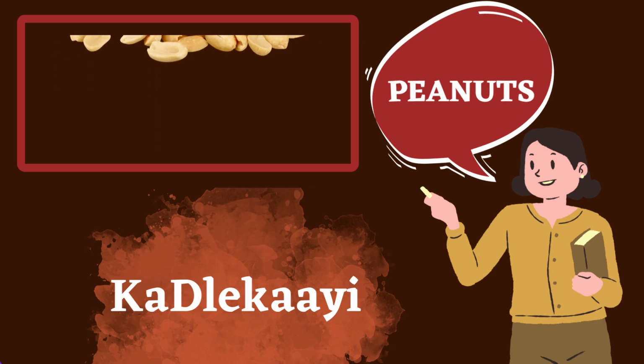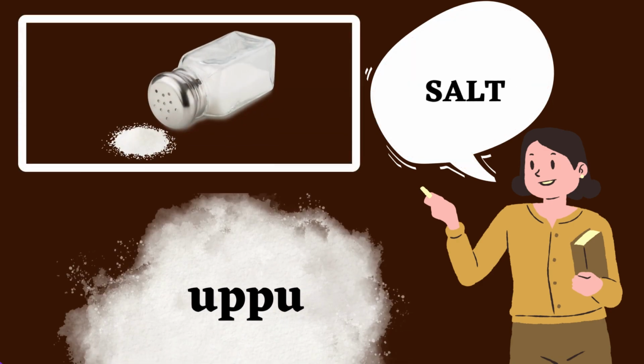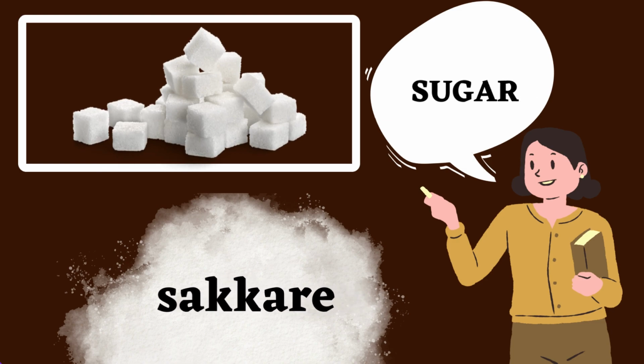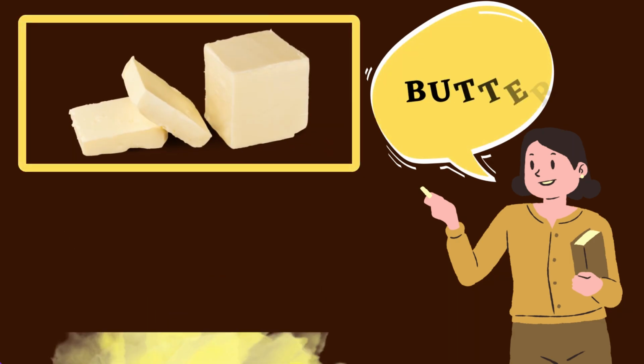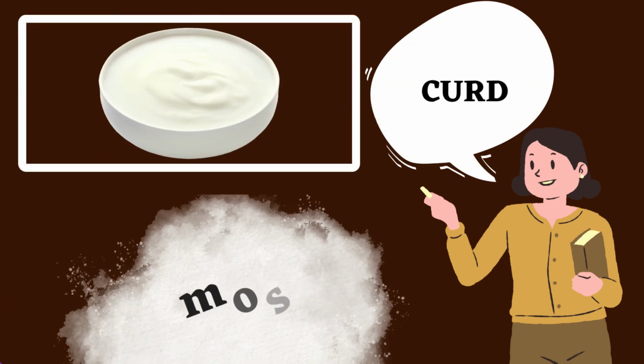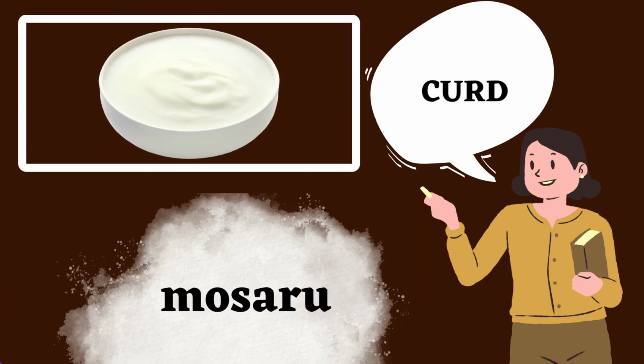Kadlekai. Next, salt. Salt is uppu. For example, pudi uppu. This means powdered salt. Sugar. Sugar is sakkare. Let me repeat that, sakkare. Next, butter. Butter is benne. Curd. Curd is mosaru.